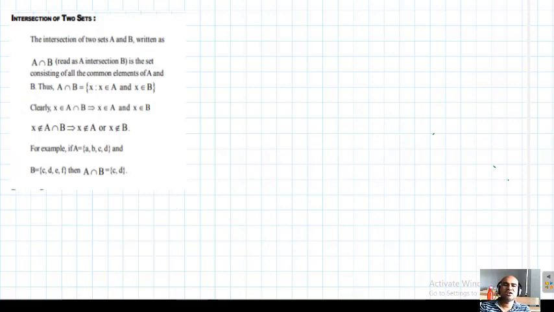Definition means you want to write it in set builder form. I want to write A intersection B equals {x such that x belongs to A and x belongs to B}. It means x should be common to both A and B. Okay, this is the definition of A intersection B.